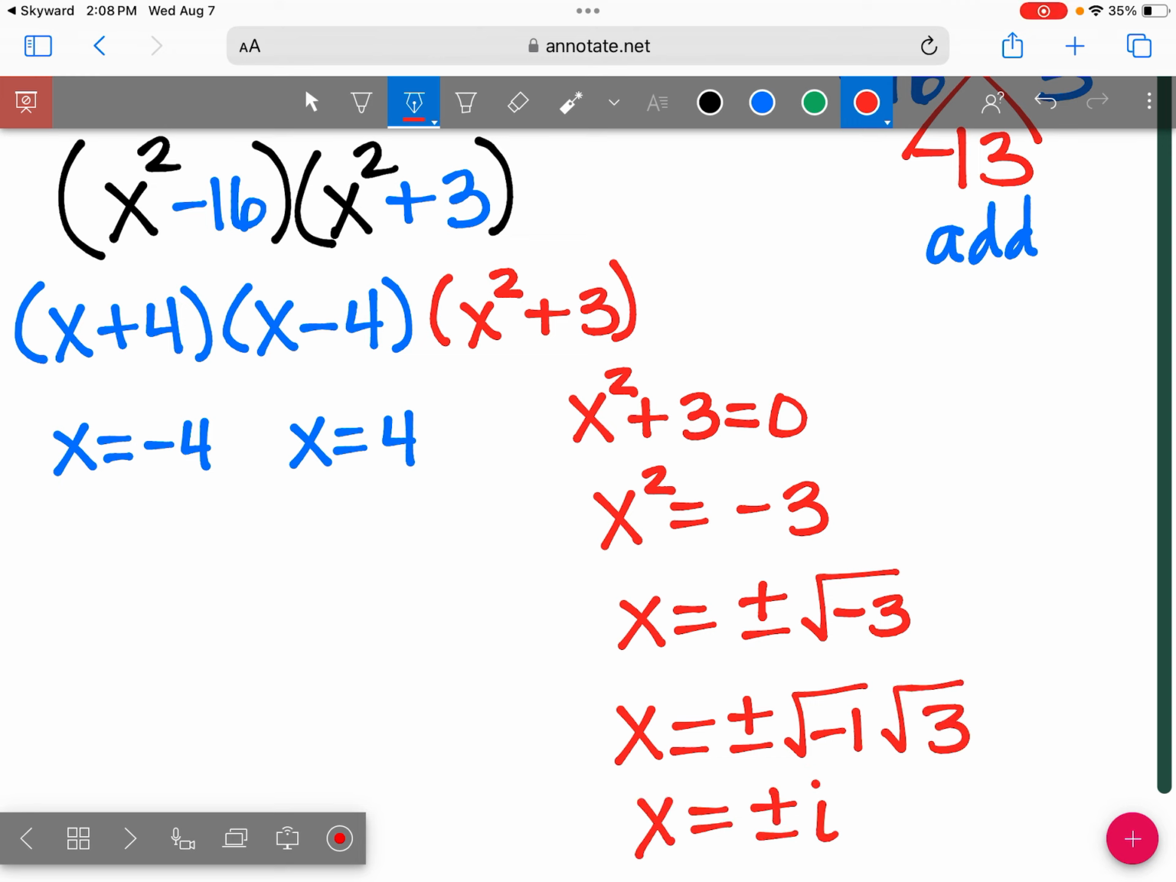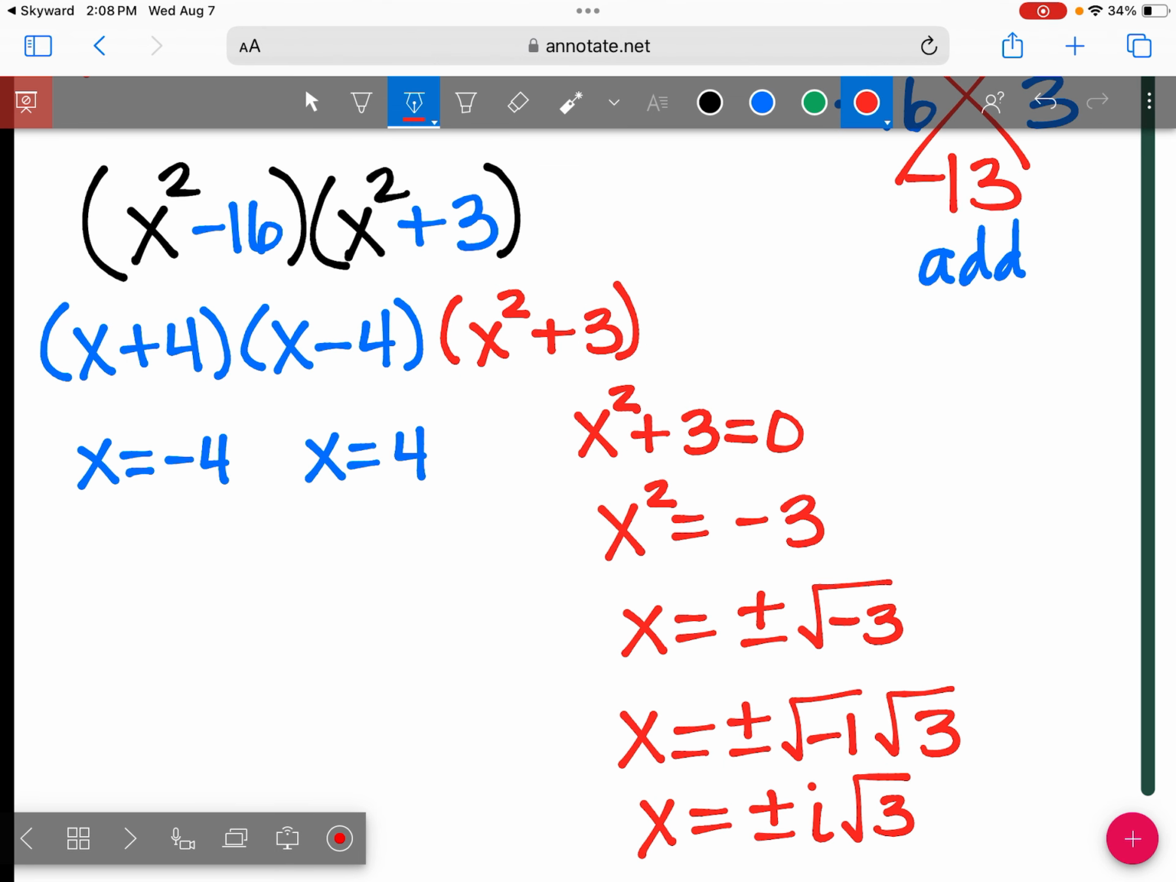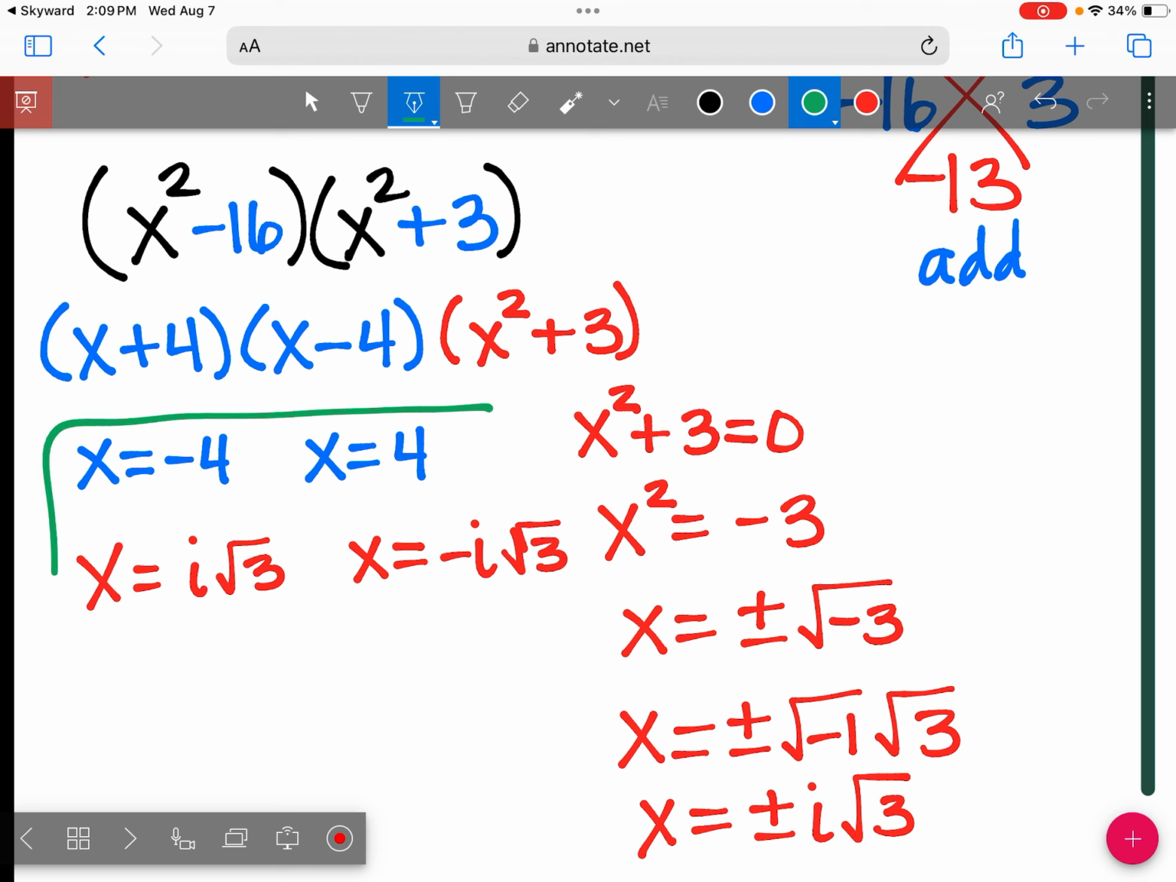All right, so these are your 2 answers. So my answers are x equals 4, x equals negative 4, x equals positive i square root of 3, x equals negative i square root of 3. And you don't have to separate it, but I want you all to see it's a 4th degree, and there are 4 answers. Who remembers this? I think we did this on Monday. Just wanted to hit it again.